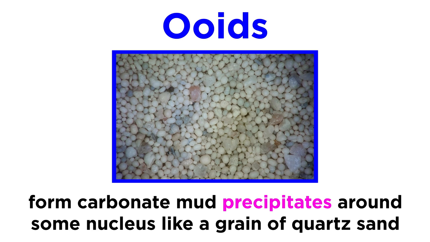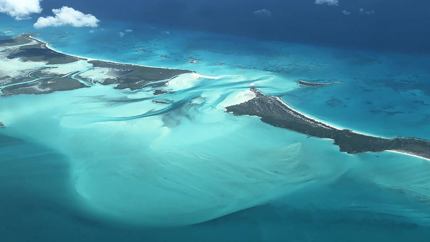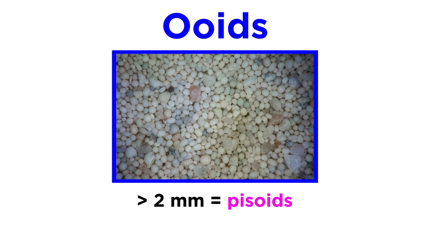For example, ooids form when carbonate mud precipitates, often concentrically, around a nucleus of some sort, such as a skeletal fragment or grain of quartz sand. Ooids are observed to form in wave-agitated shallow waters that are enriched in dissolved calcium carbonate. When ooids are larger than 2 millimeters, they are called pisoids.